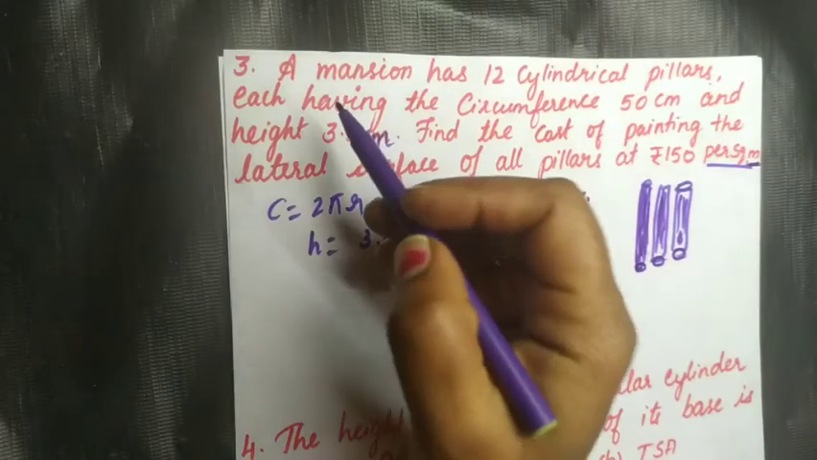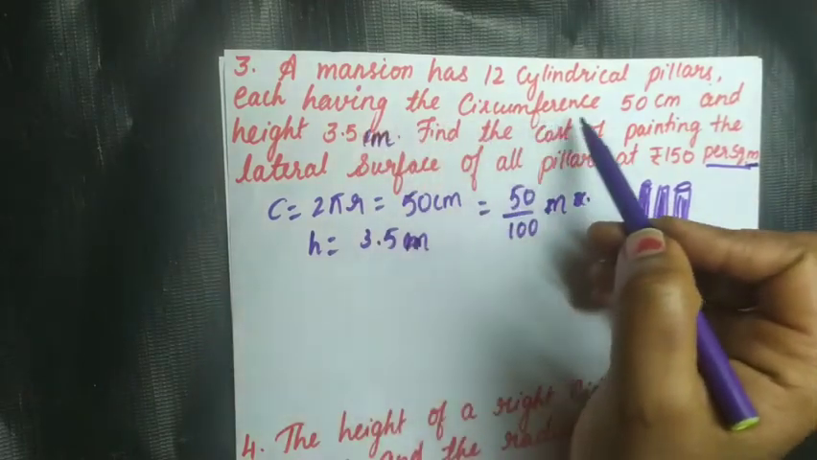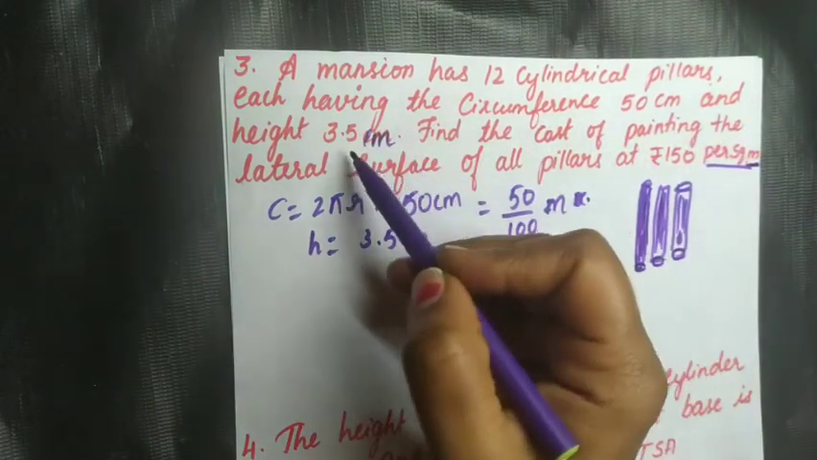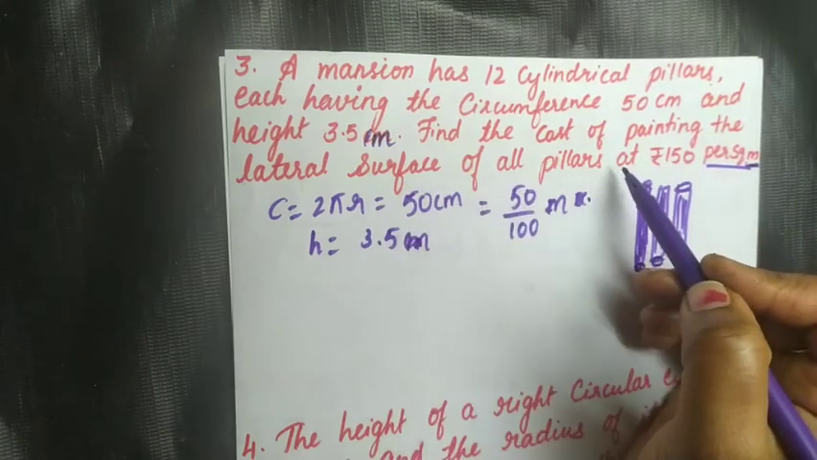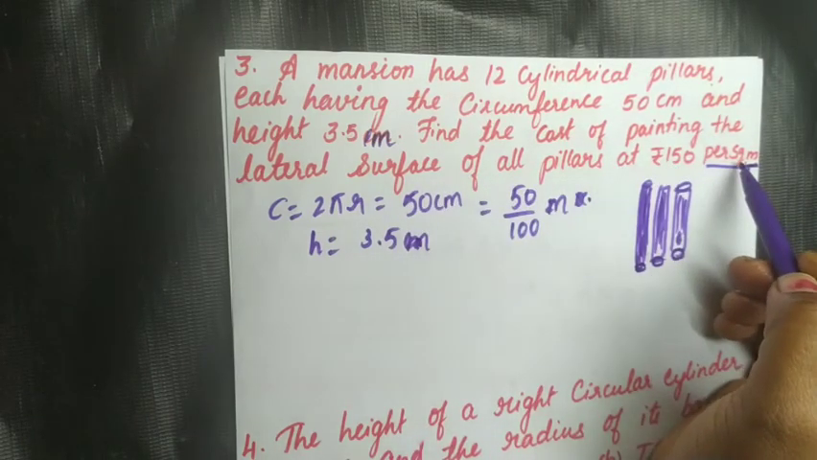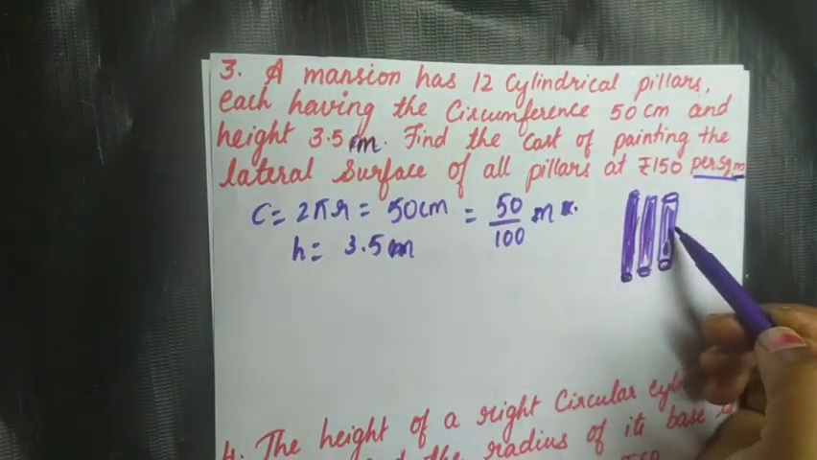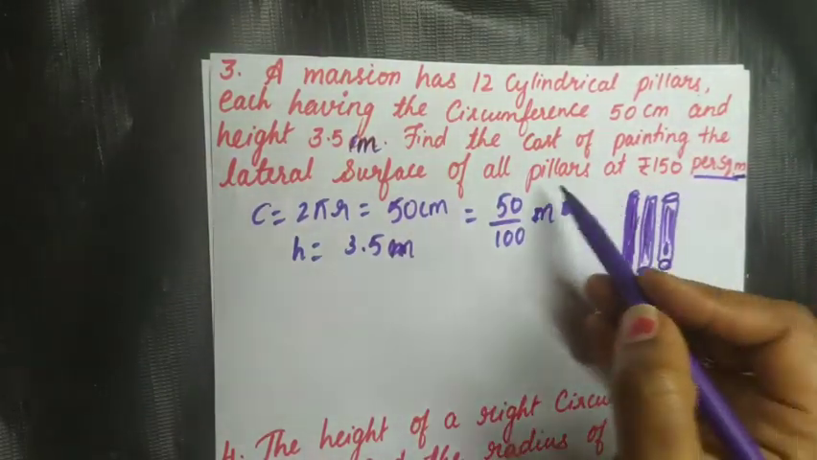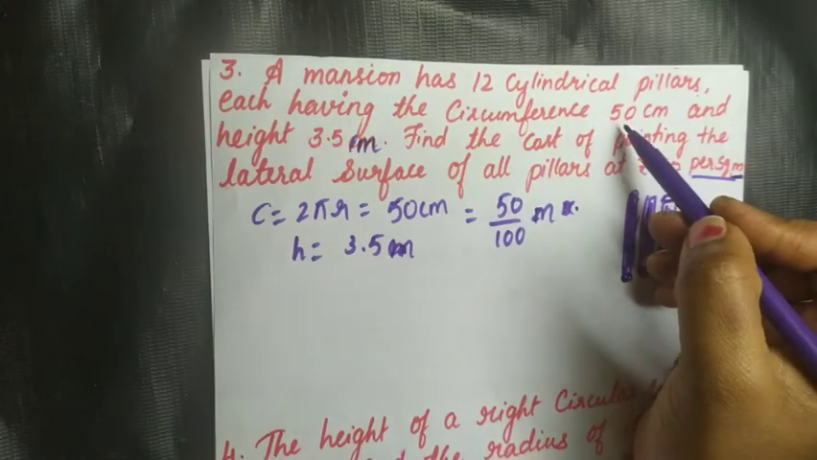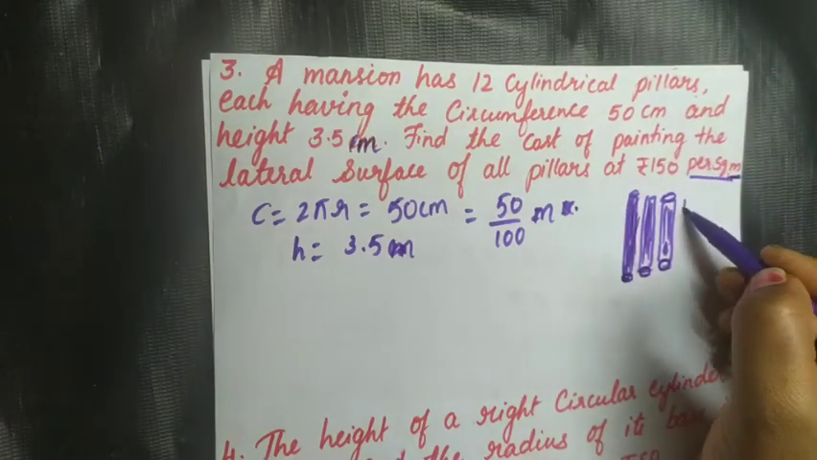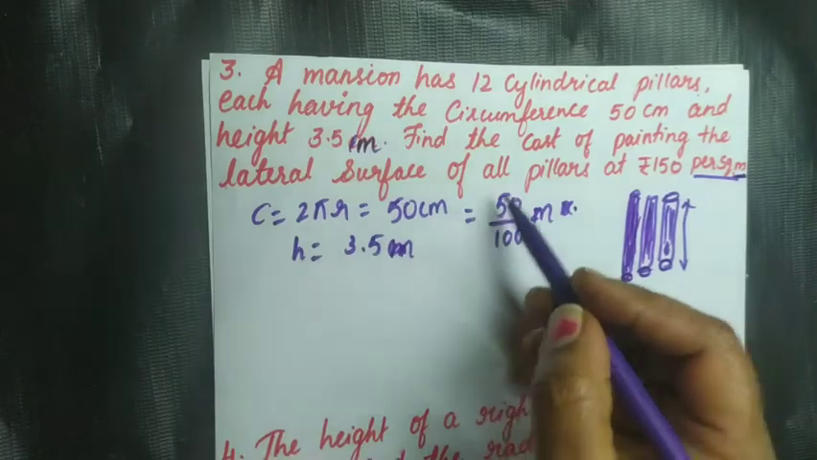The third sum here: a mansion has 12 cylindrical pillars, each having a circumference of 50 centimeters and height of 3.5 meters. Find the cost of painting the lateral surface of all the pillars at rupees 150 per square meter. So a mansion has got 12 cylindrical pillars like this, and it has got a circumference. The base is nothing but the circumference. Okay, so the boundary is 50 centimeters, and the height is 3.5 meters. And what will be the cost?